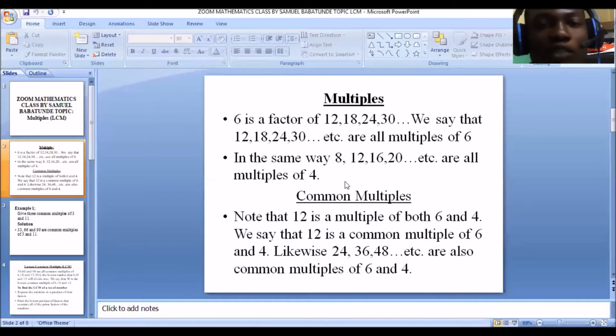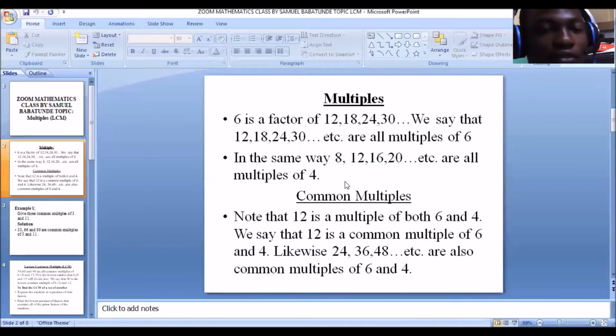When you check out the multiples of 6 and 4, you definitely find 12 in the multiples of 6 and also find 12 in the multiples of 4. So we say that 12 is a common multiple of 6 and 4. Likewise, 24, 36, 48 are also common multiples of 6 and 4, meaning that you might have several multiples. It isn't necessarily that you have just one common multiple.